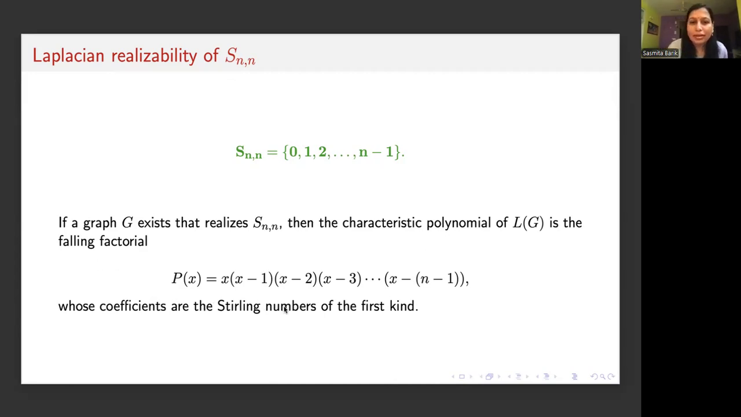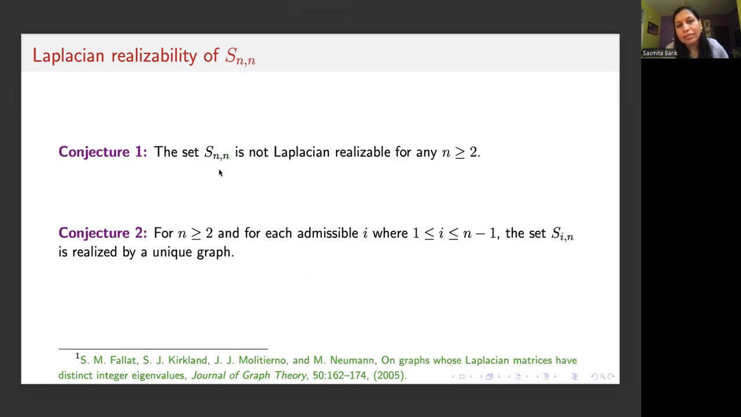This comes from the Stirling numbers of the first kind, right? So if such a graph exists, having this spectrum, its characteristic polynomial will also be very nice, and will look like this. But the authors proposed, as the first conjecture, that S_n^n is not Laplacian realizable, meaning there is no graph which has the eigenvalues 0 to n−1. And they also proposed another conjecture that for each other i, from 1 to n−1, the set S_i^n is realizable by a unique graph.